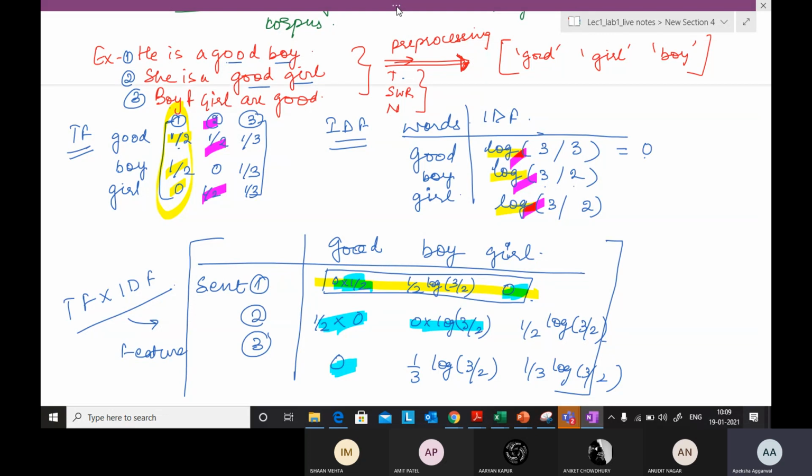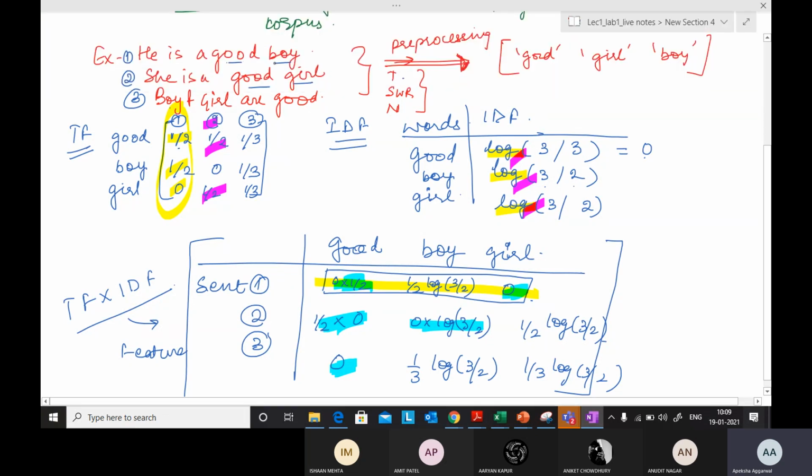So those entries are 0, which we don't want to give importance to. Okay, so the important word is boy in the first sentence, so boy is having some value. The important word is girl in the second sentence, so girl is having some value. The important words are boy and girl in the third sentence, so boy and girl both are having some weight, some value. Okay, so this is clear up till here.